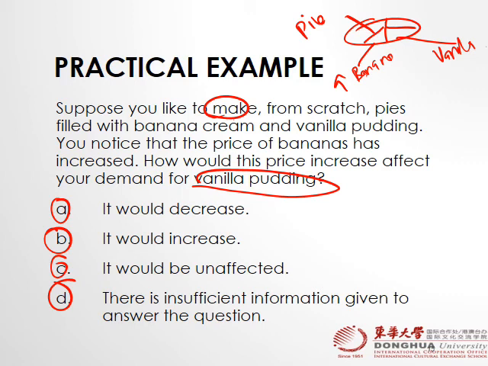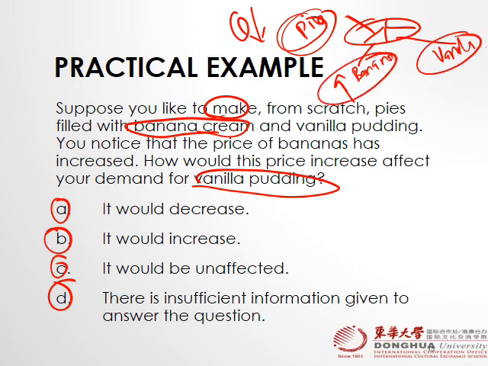So it will be more costly for you to produce pies. Why? Because the banana price increases. When the banana price increases, the banana cream price will increase, and it will be more costly for you to make pies, so you will decrease the quantity, or your willingness or ability to make pies will decrease, which means your demand is going to decrease. So the question is what it has to do with vanilla pudding.